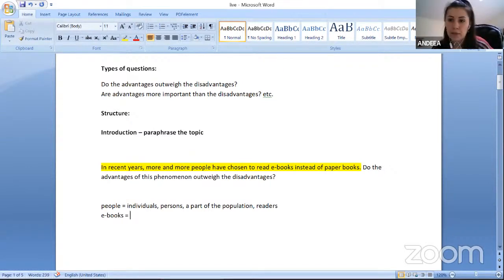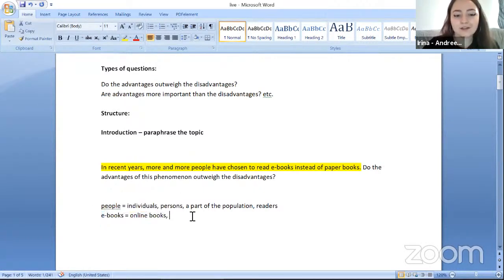Now, for ebooks, what are these and how can we replace this word? Online books. Yeah, it can be online books. What else? What is this E here? Because this is an abbreviation. Electronic. Perfect. Digital. Yes. Electronic books, digital books, and probably there are more. Or instead of books we can say documents, anything like that.